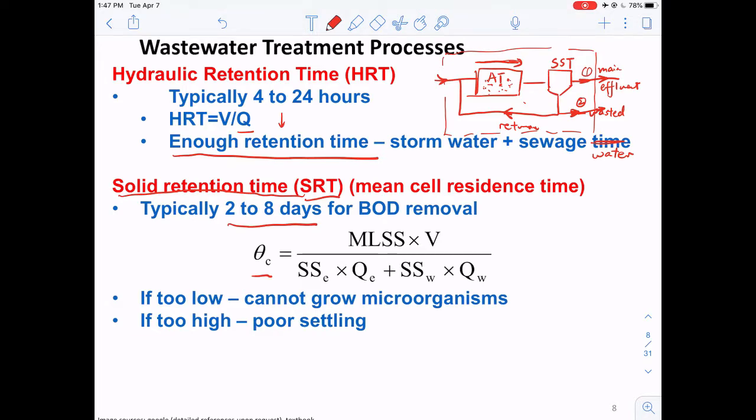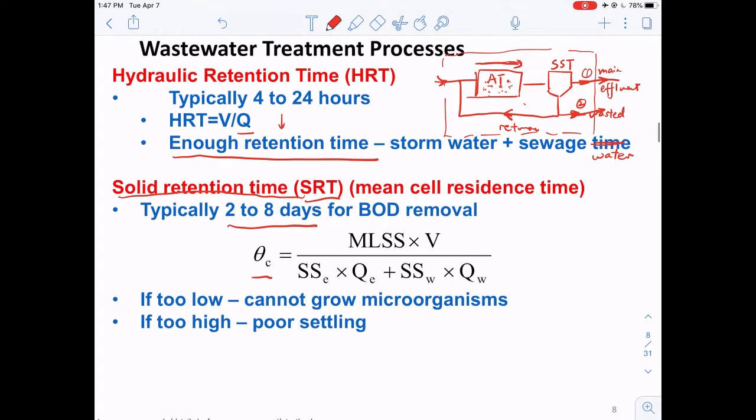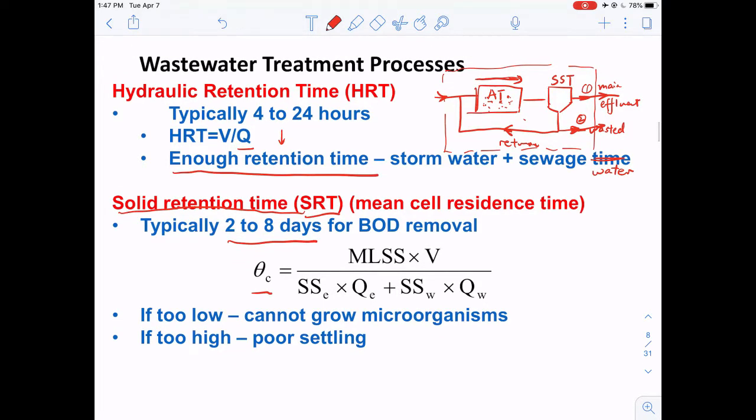Because of that, we can use the concentration of the suspended solids in this mixed liquor multiplied by the volume of the aeration tank, which is the mass of all of these suspended solids, and divide that by the flow rate of the suspended solids going through the main effluent and also through this wasted stream here. By using this equation, we can calculate the solid retention time.